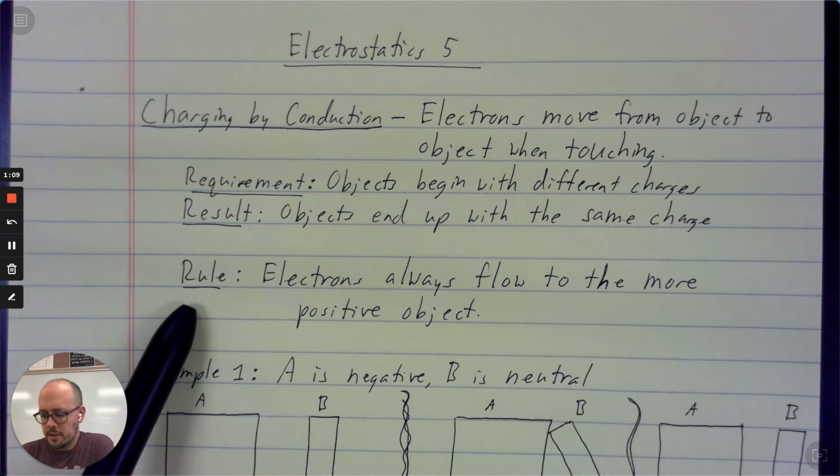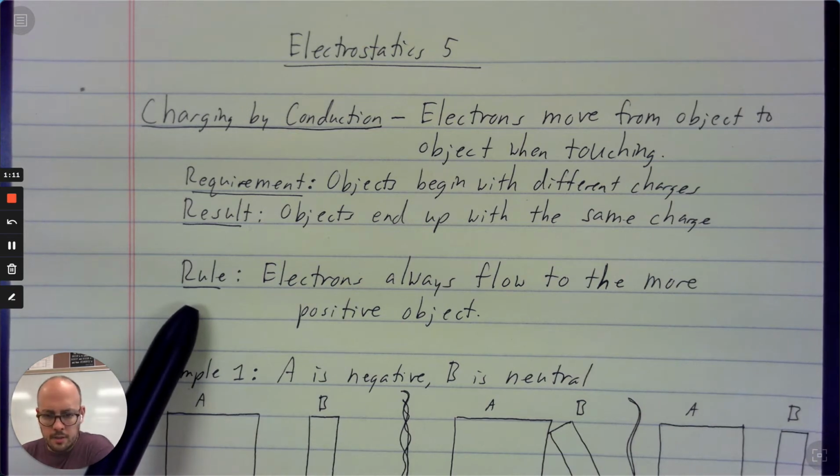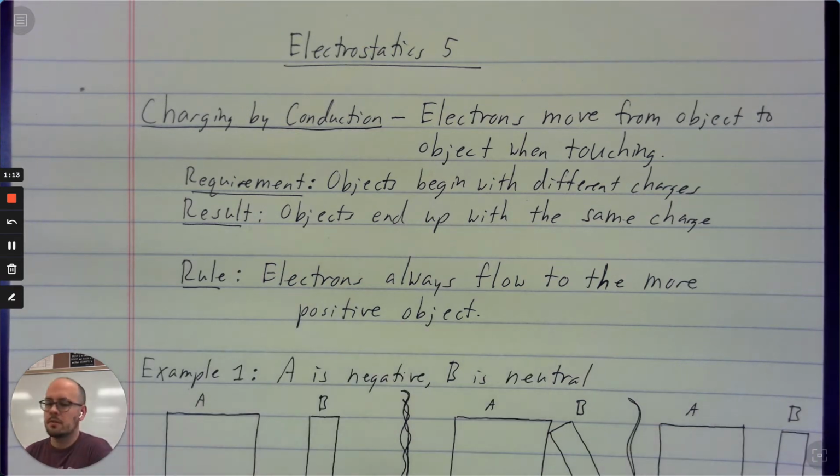The rule that governs conduction is that electrons always flow to the more positive objects. The philosophy for that is that electrons are negatively charged, and so they are repelled by other electrons. So if there's a negative object and a positive object, then when they touch, the negative object's electrons will move into the positive space. They will spread themselves apart as much as possible, and if there's another object that they can go into, then they will do that.